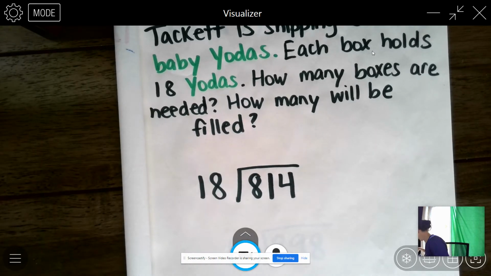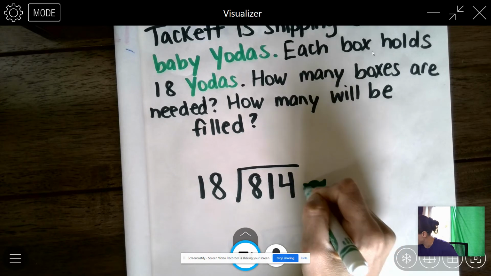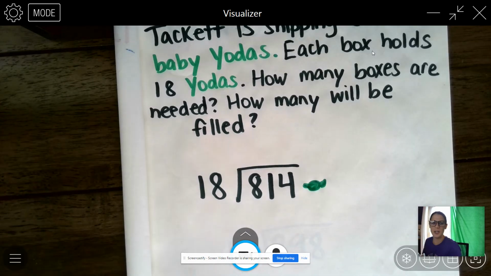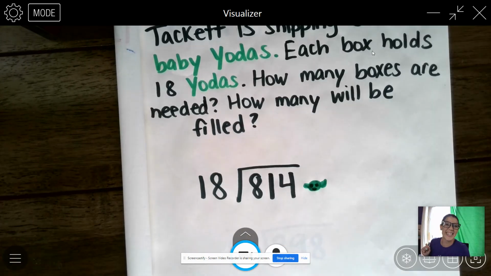Now, I really think I need to be using green to solve this today. And here's my little Baby Yoda drawing. Here's his little ears. And then here's his cute little face. Burr, burr, beep. Oh, it's so cute. Okay, I know it's not the best, but it's the best I can do.